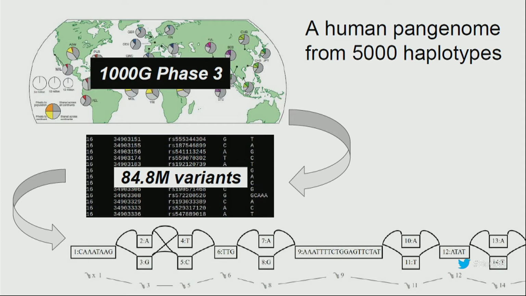So we went immediately for the biggest possible problem we could find, which is making a pan-genome graph out of a human data set, in this case, the 1,000 genomes. So we have 85 million variants from 25 populations around the world, and we turn it into a graph. And then we do all these operations we want to do on it. We index it, map reads to it, and we need to evaluate what we do.